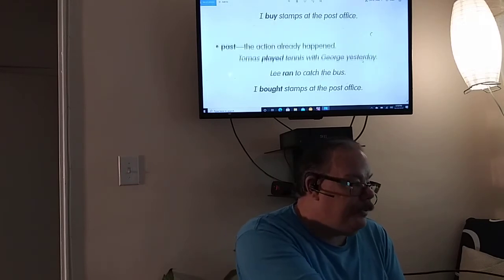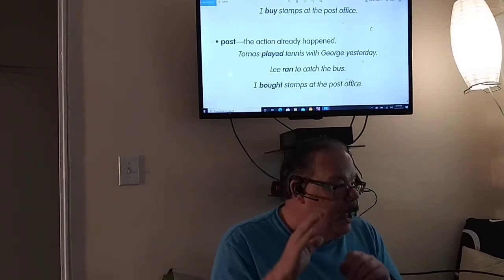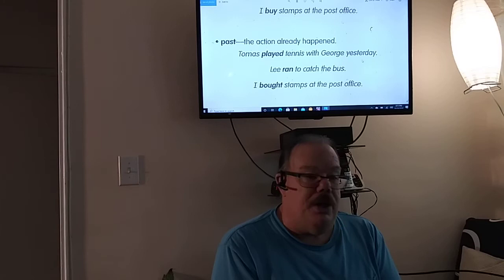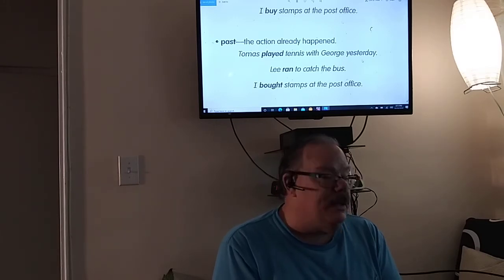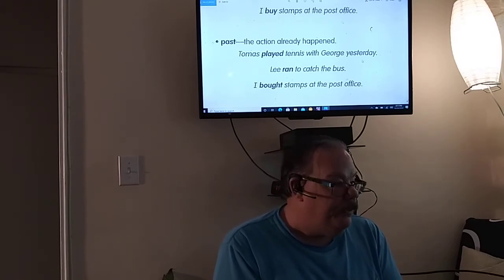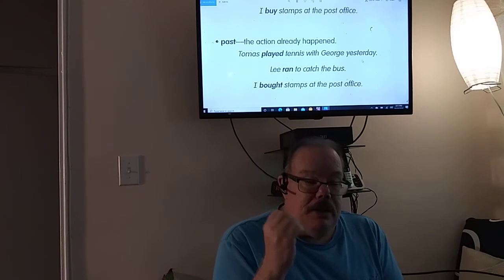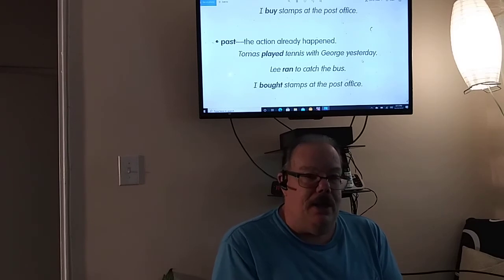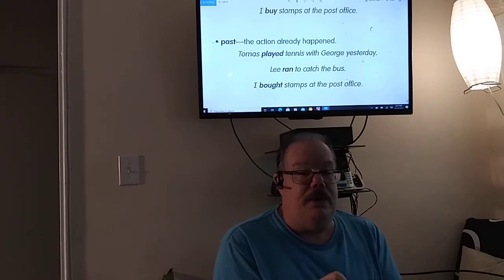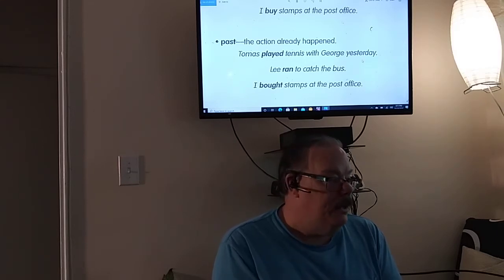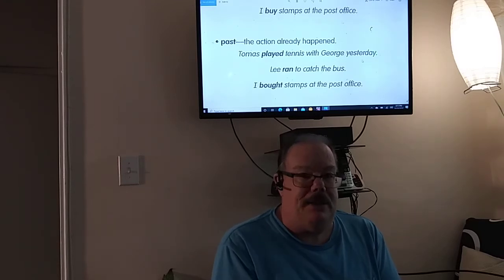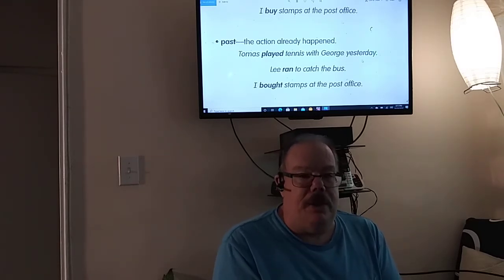Okay, so past. The action already happened. Okay. Thomas played tennis with George yesterday. Lee ran to catch the bus. Yes. I bought stamps at the post office. Now, this may not seem that hard, or it may seem very hard. What I can tell you is that regular verbs are not hard. Notice that when you take play and you add ed, it becomes past tense. Okay? Regular verbs do that.